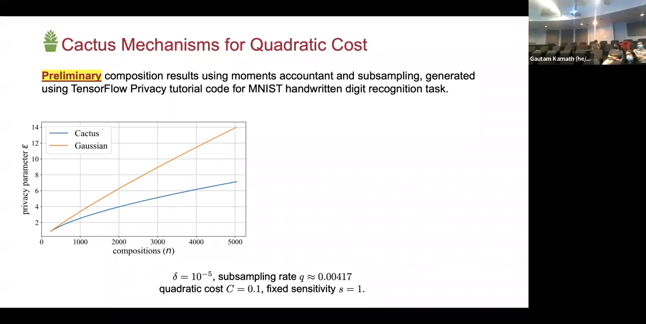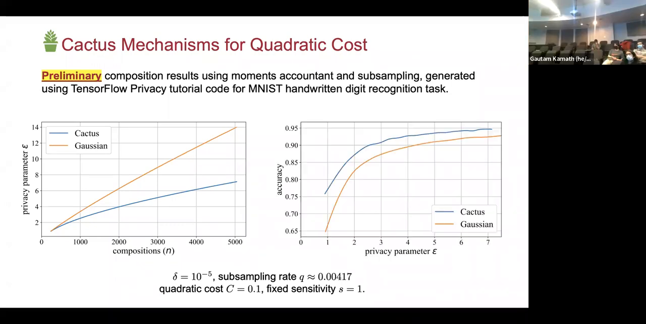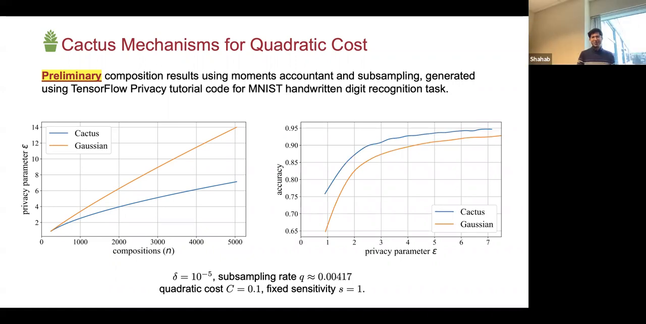Do you know how the accuracy of these two compares after these compositions? Very good question. Yes, this is actually the accuracy. Again, the y-axis is the accuracy and the x-axis is the privacy parameter. Cactus actually sits on top of Gaussian, so even the accuracy is better. Privacy and accuracy are both better for Cactus.